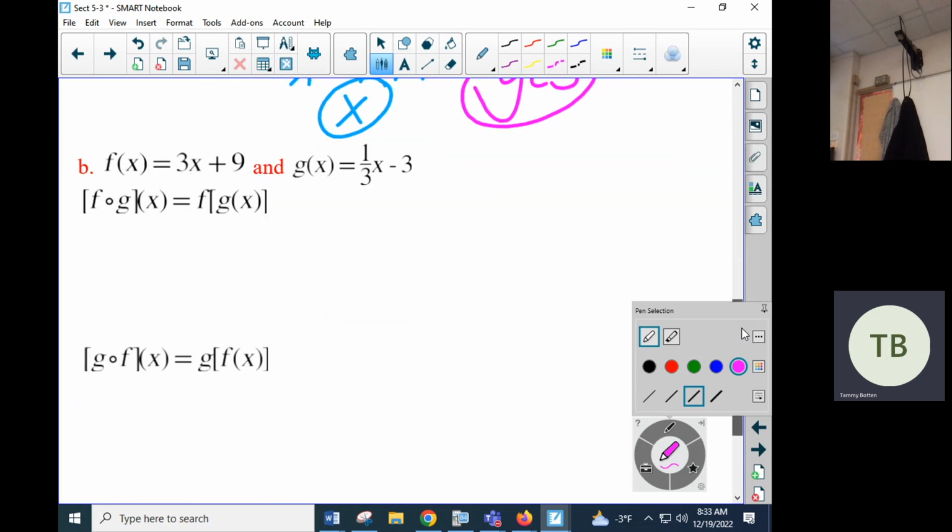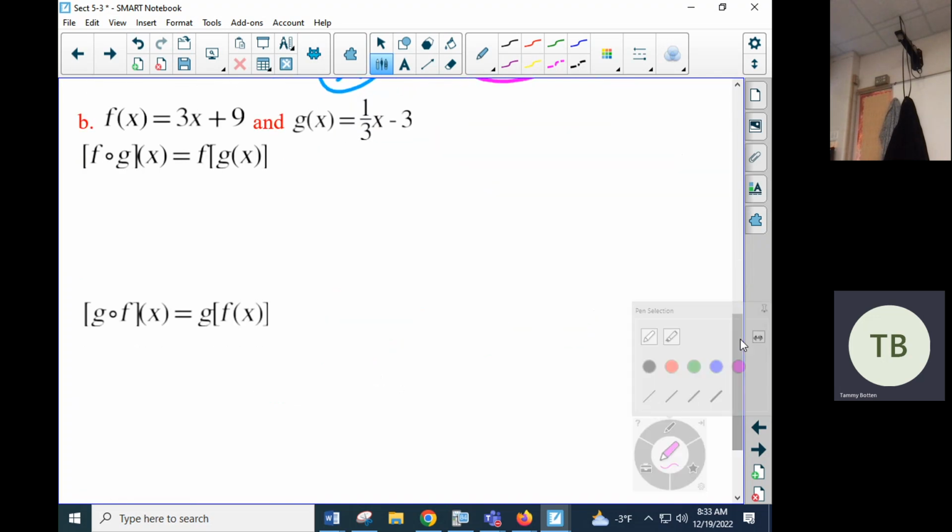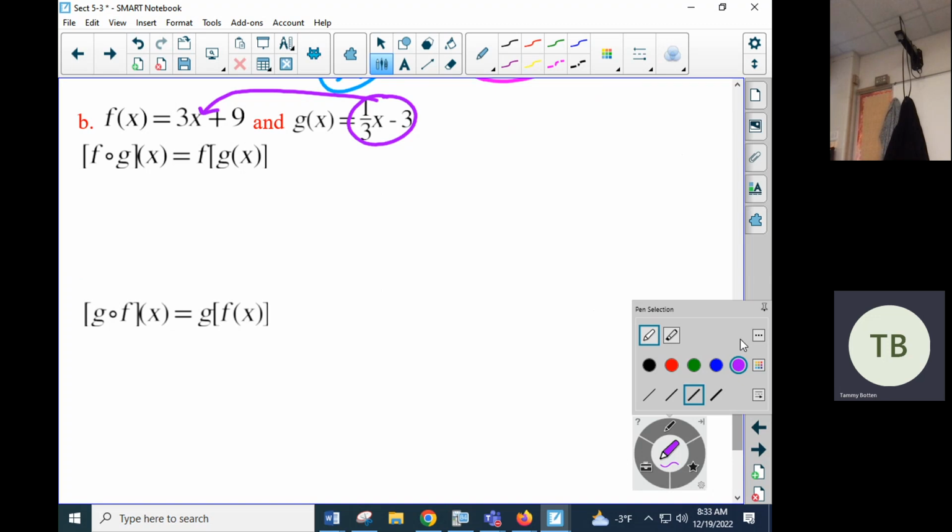Okay, so let's try this one. Again, what we would do is take our g of x and put it into x in the f of x. So we'd take 3 in here, and we'd go 1/3 x minus 3 plus 9. Okay, 3 times 1/3, 1/3 of 3 is 1. And if you don't know how to do that, this is pretty obvious, because if you went 3 times 1/3, the 3 on the top and the 3 on the bottom cancel.